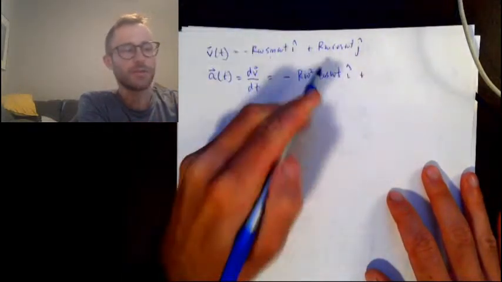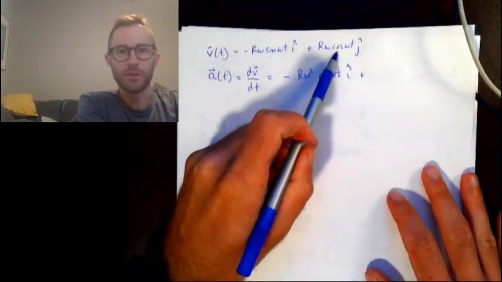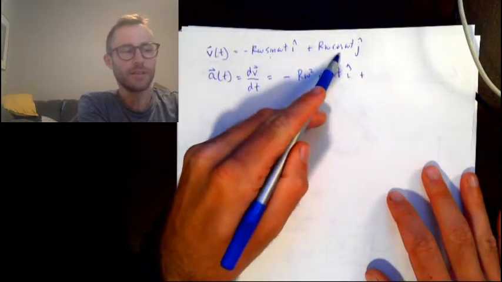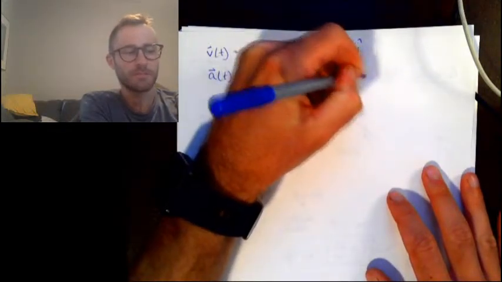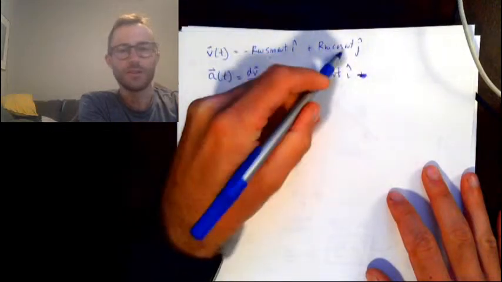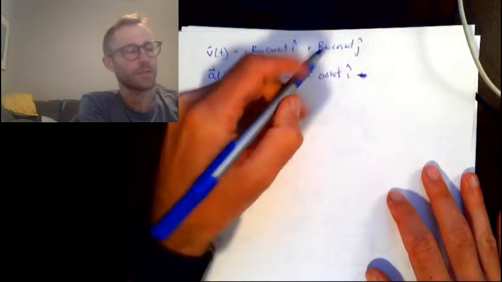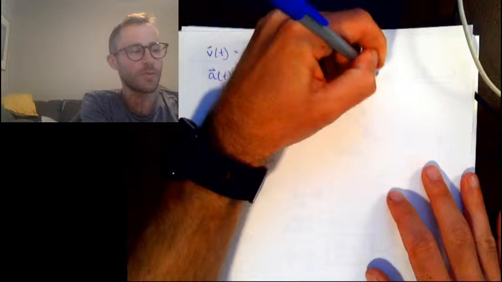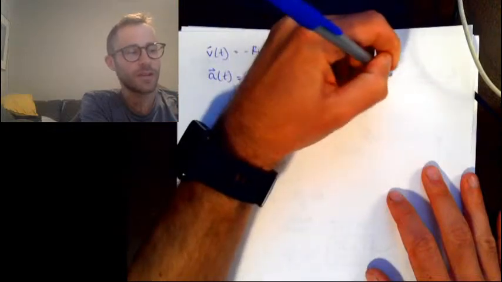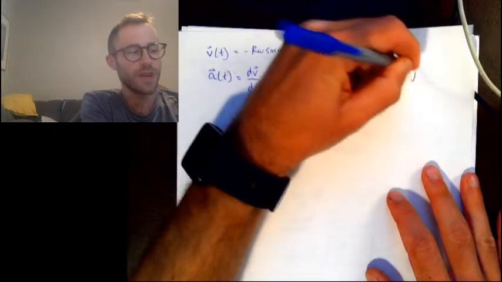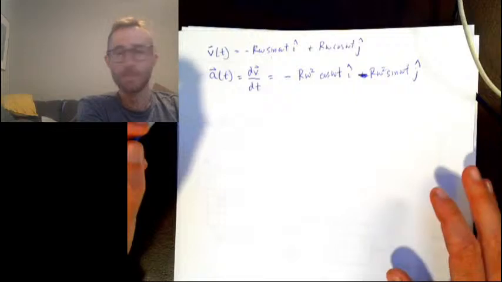Plus, we have to take the derivative of this. The derivative of cosine is negative sine, so this should be a minus sign. And then the chain rule brings out another factor of omega, so we get minus r omega squared sine of omega t times j hat.